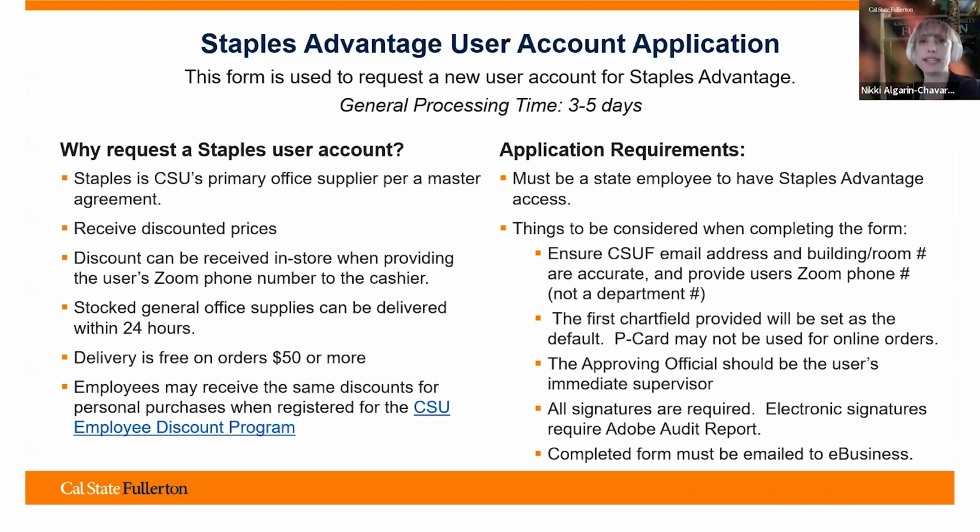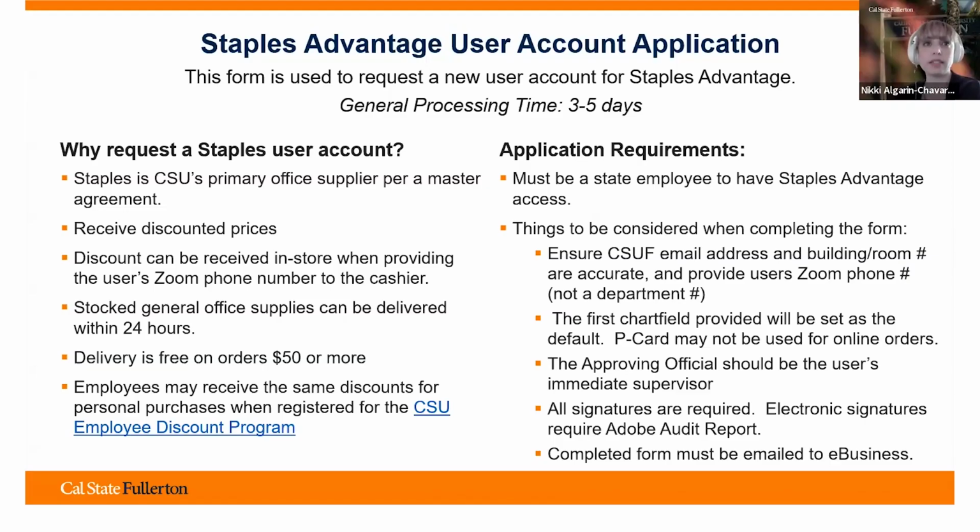We receive discounts through the Staples Advantage and through the online access as well as in stores when you provide your Zoom phone number. Stocked general office supplies are delivered within 24 hours, and then deliveries over $50 is free. Also, they offer an employee discount program. So if you're looking to purchase office supplies for personal use, that is also available to you.